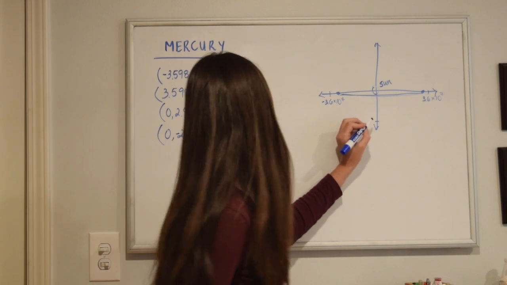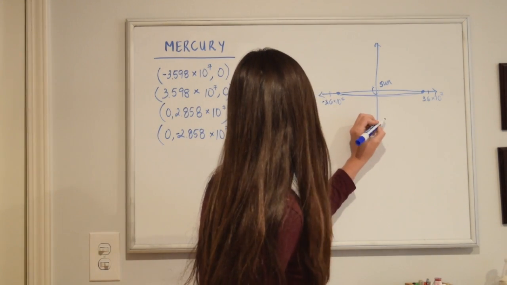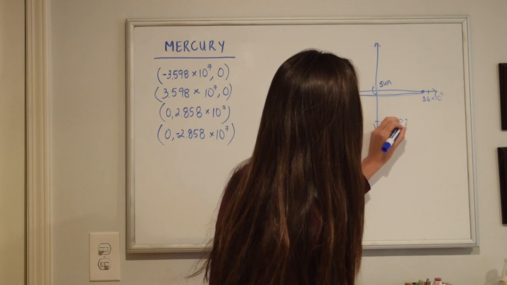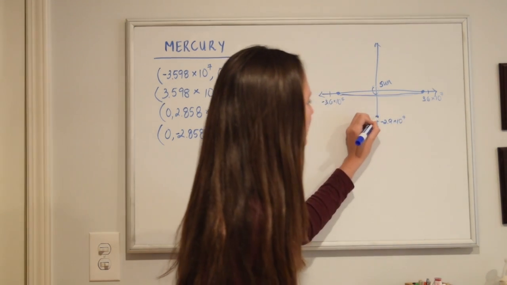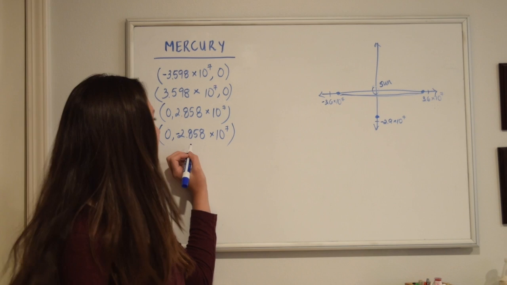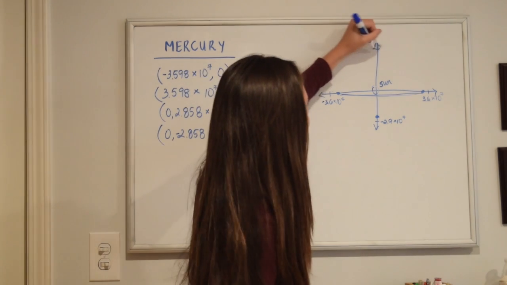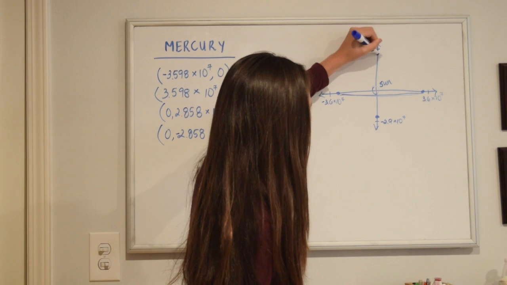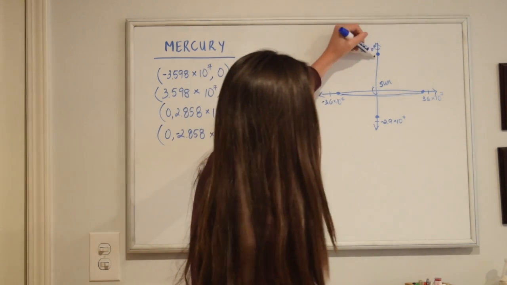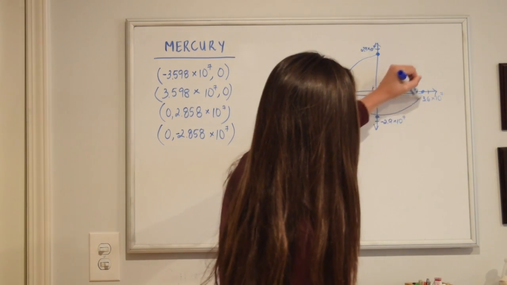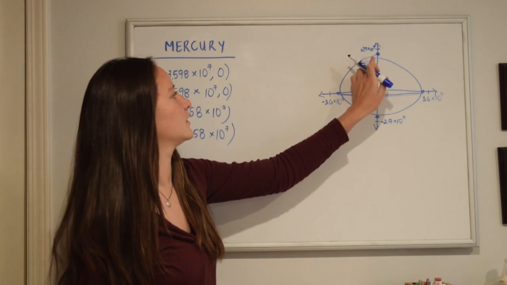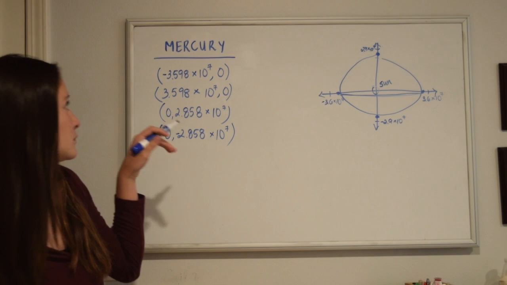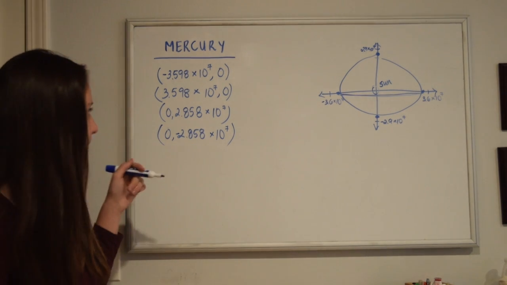So the bottom is negative 2.9 times 10 to the 7th, so it's going to be right over here because it's about negative 2.858 times 10 to the 7th, and then up here is 2.9 times 10 to the 7th. It's going to be right about there. So this is what our ellipse is going to look like. A little bit better drawn than that, but that's Mercury's orbit around the sun.